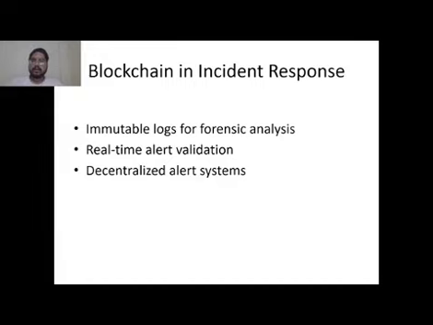So we move to our next slide, that is blockchain in incident response. After a breach, incident response relies on logs. But what if those logs are altered? Blockchain makes logs immutable and time-stamped. It also allows a decentralized alert system, ensuring that even if one node is compromised, the alert reaches others. This builds resilience. So: immutable logs for forensic analysis, real-time alert validation, decentralized alert system.